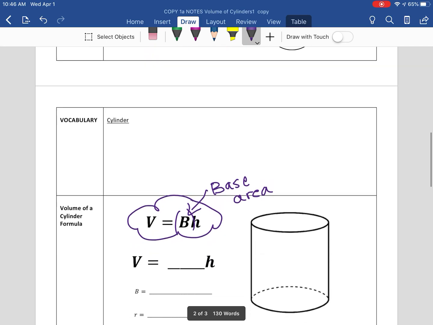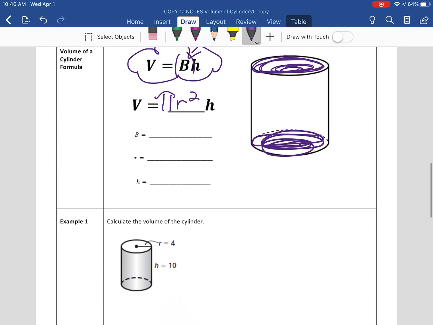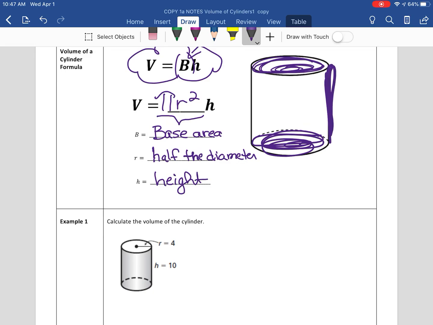Now that we know how to find the area of the circle, we know how to find the base area of this circle. So volume equals pi r squared h. Capital B is for your base area, and in this case it was a circle. The radius is half the diameter, and the height is how tall your object is.